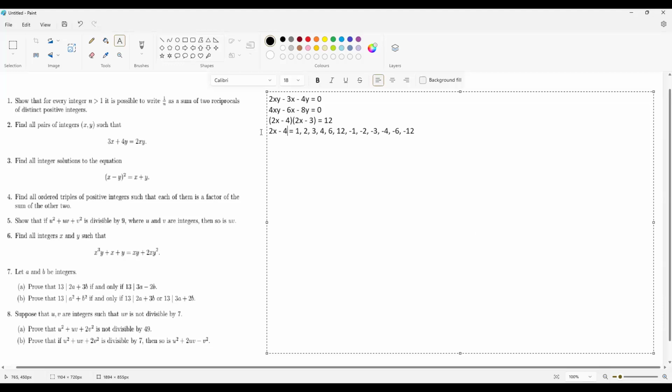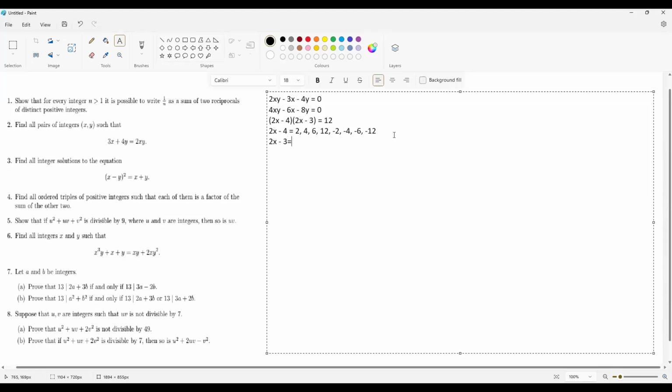And note, it can't be 1 because that would mean x is equal to 5 over 2. Can't be 3 because that would mean x is equal to 7 over 2. In general, this can't be an odd number because this is divisible by 2. So we can remove those.